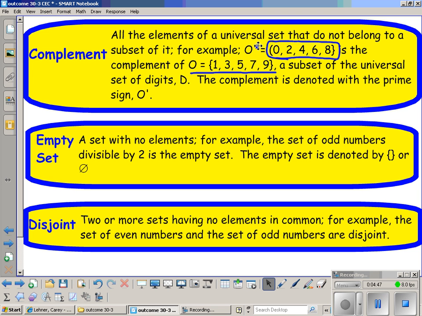An empty set is a set with no elements. For example, the set of odd numbers divisible by 2 is the empty set. There are no odd numbers that are divisible by 2. The empty set is denoted by two brackets with nothing in them, or the zero with a line through it. Disjoint means two or more sets having no elements in common. For example, the set of even numbers and the set of odd numbers are disjoint. So there's nothing common to both of them.